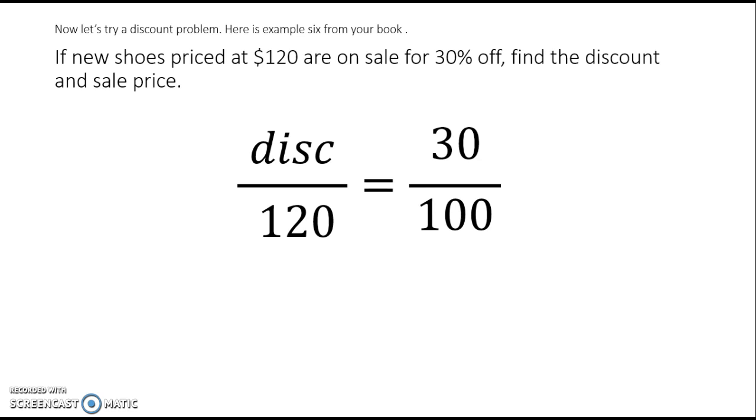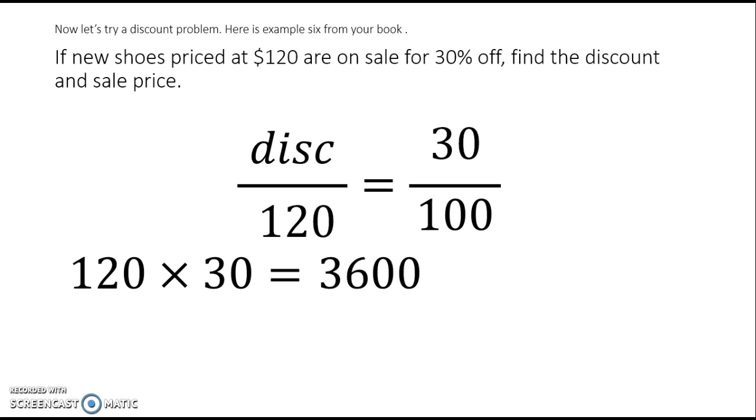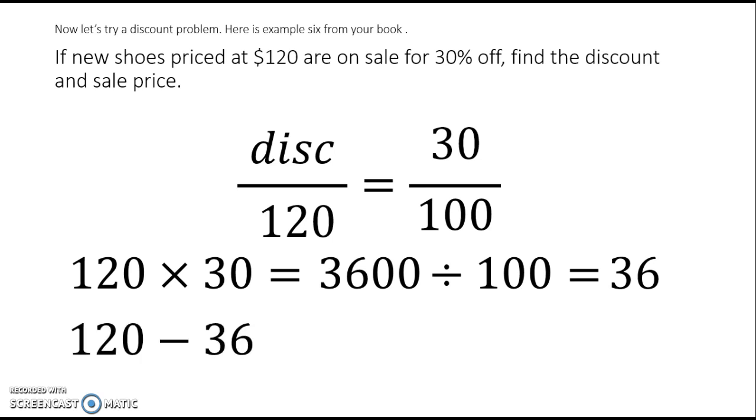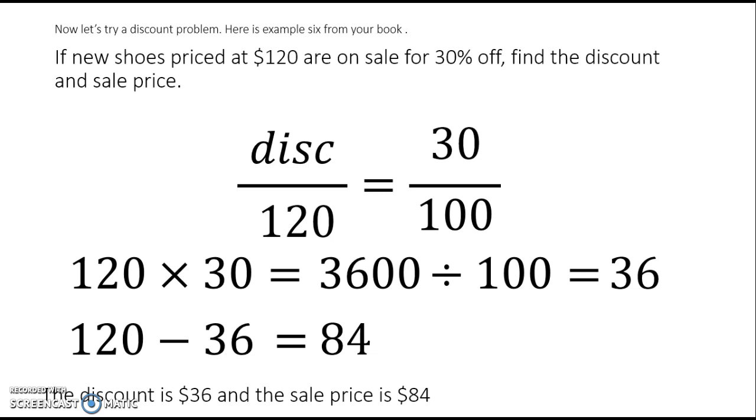Now we have 3 of our 4 spots filled in, so we can cross multiply. 120 times 30 equals 3,600, divided by 100 equals 36. Now, that's our discount, so that needs to be subtracted from the original price. It's $120 minus 36 equals 84. In our closing statement, the discount is $36 and the sales price is $84.